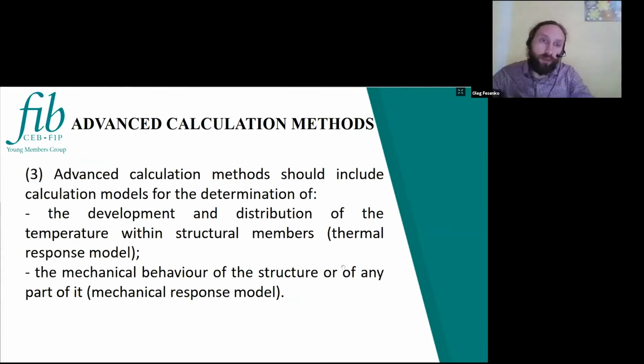These advanced methods should include calculation models for the determination of the development and distribution of the temperature within structural members, thermal response model, and also the mechanical behavior of structure or of any part of it, mechanical response model. Two parts of this kind of design, thermal and mechanical.